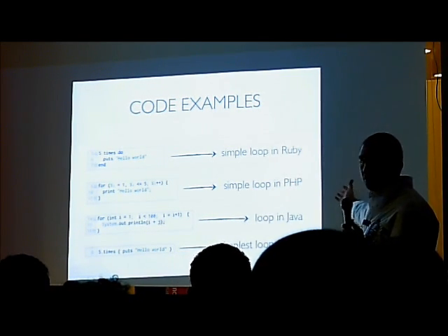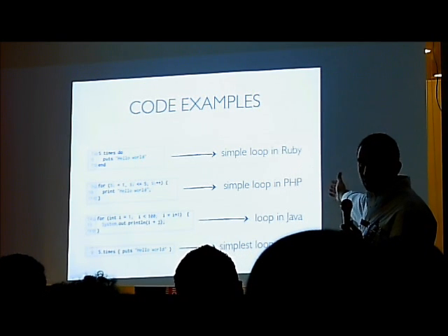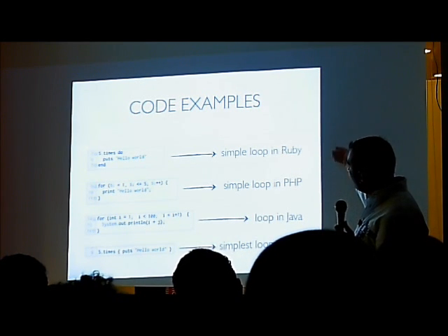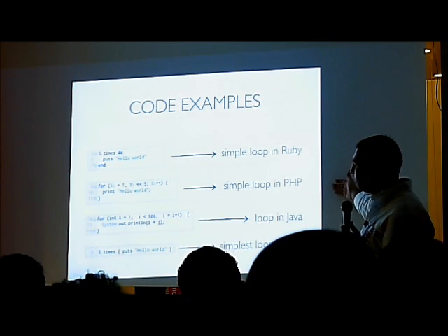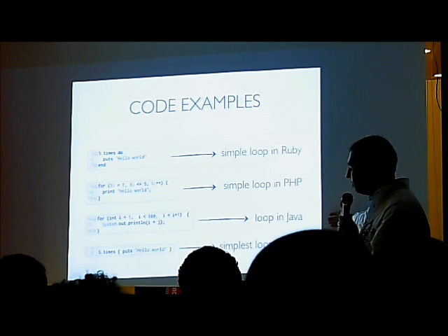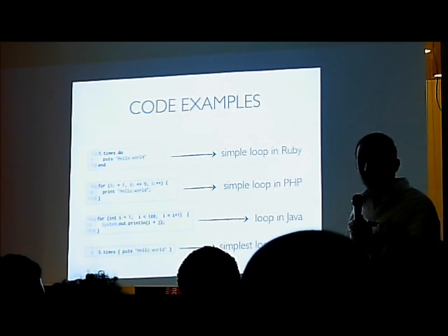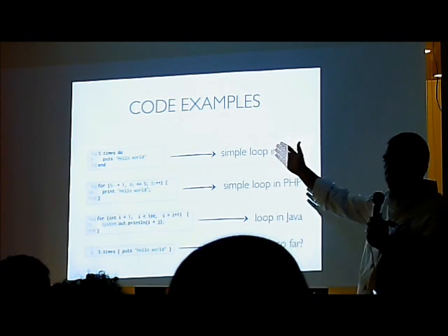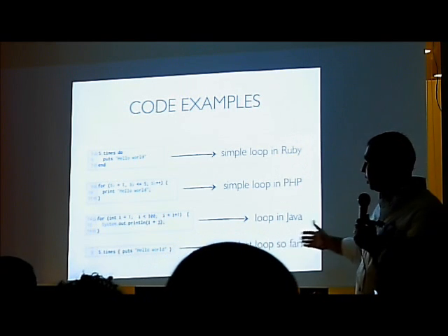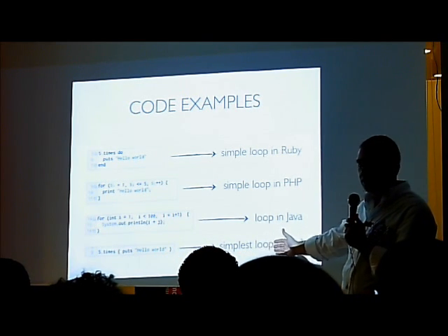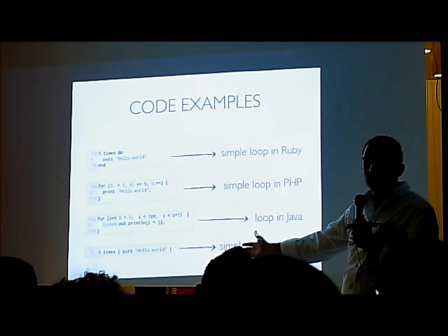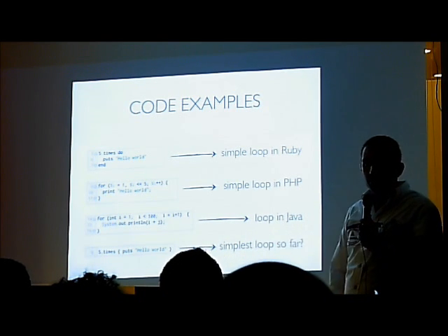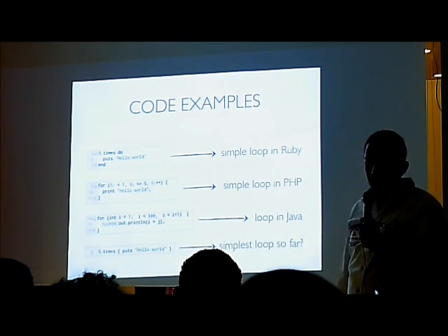Are you guys familiar with these methods, these loops? Okay? So this is how it's done in Ruby. This is how it's done in PHP. This is how it's done in Java. And there's another, even simpler way to do it in Ruby, a one-liner. Instead of having do and end, you can just put the brackets. This method will print hello world 5 times.